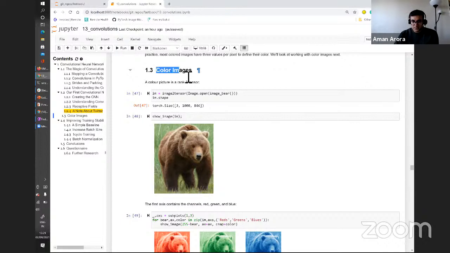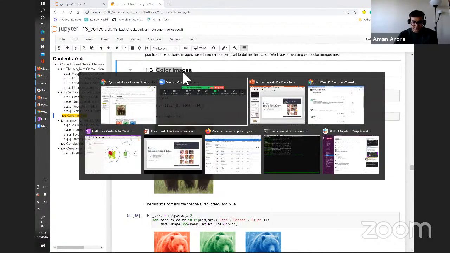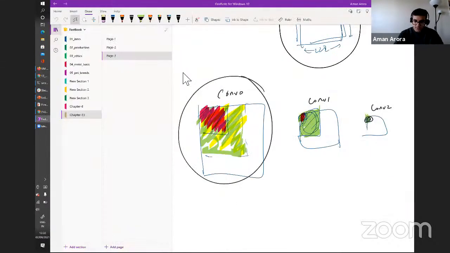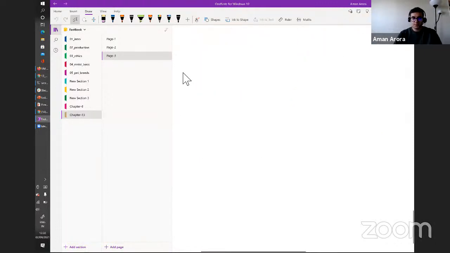Okay, so color images. Until now we've just looked at convolutions on single channel images. We haven't really looked at color images, or how that is different. So let's do that now. How does that look? We already know color images are RGB basically.